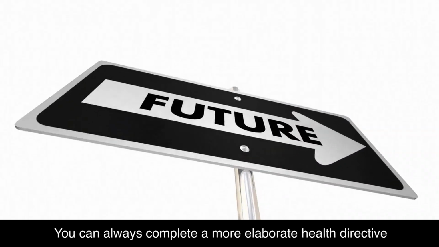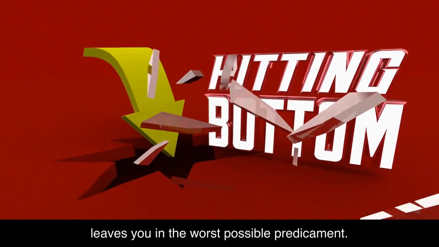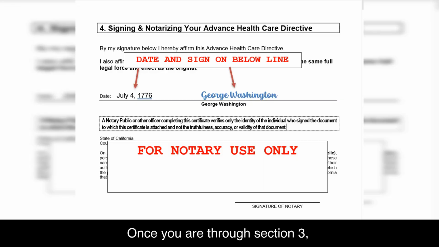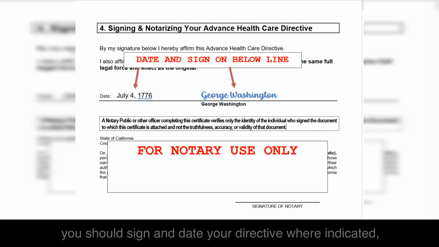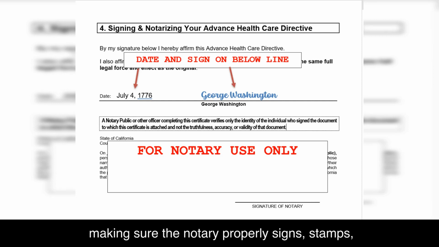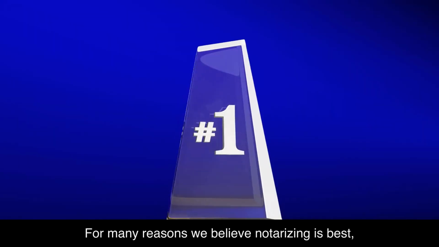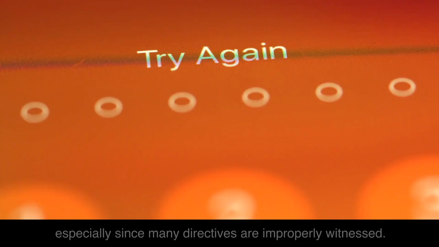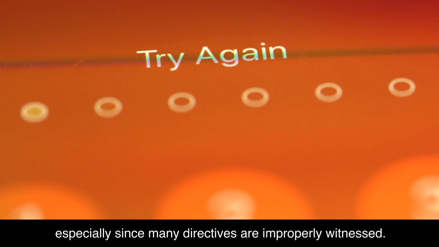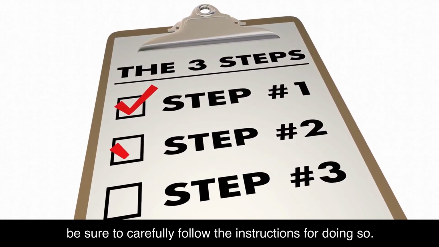You can always complete a more elaborate health directive later, but not having one at all arguably leaves you in the worst possible predicament. Once you are through Section 3, you should turn to page 4 where you should sign and date your directive where indicated. Then have it notarized as soon as possible, making sure the notary properly signs, stamps, and completes the notary area. For many reasons we believe notarizing is best, especially since many directives are improperly witnessed. If you have it witnessed, be sure to carefully follow the instructions for doing so.